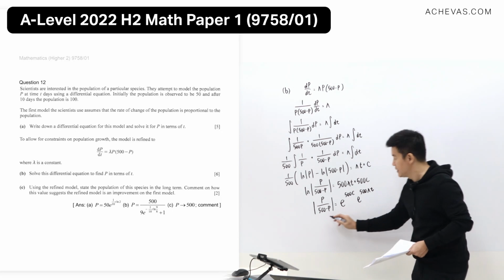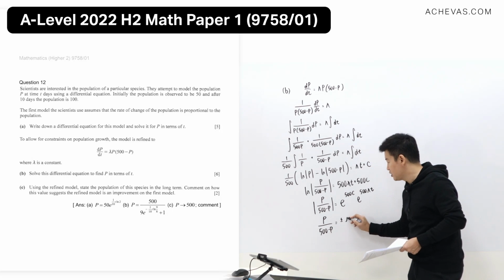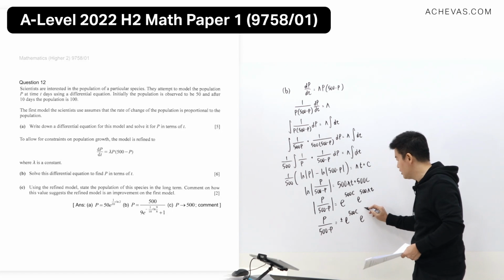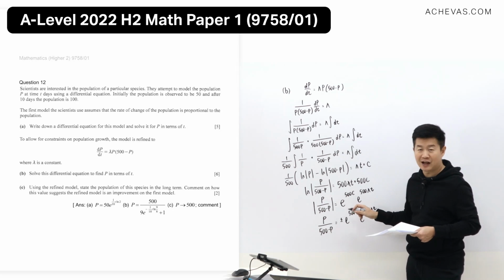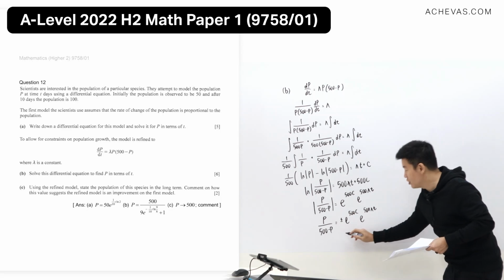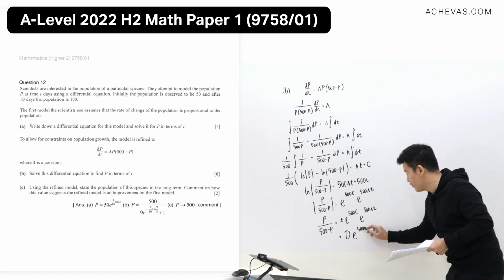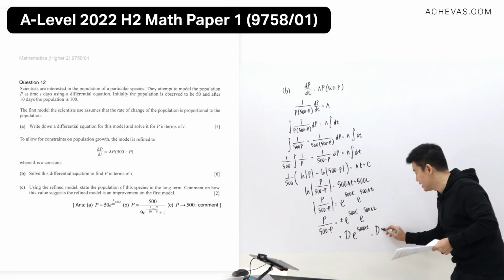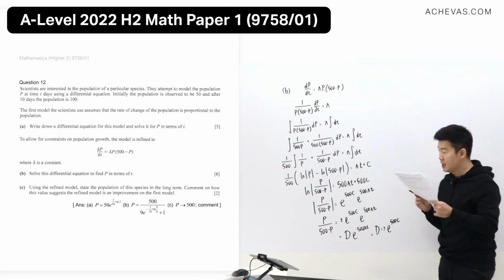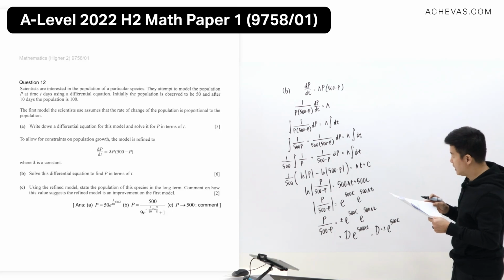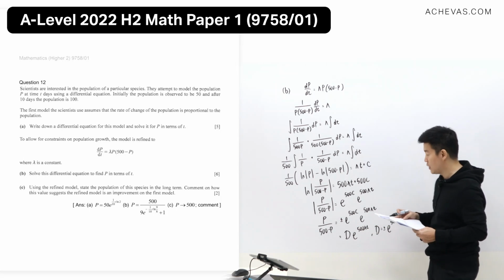Removing the modulus, p over (500 minus p) is plus or minus e to the power of 500c times e to the power of 500 lambda t. And I'm going to replace this, like how we have done in part A, by an arbitrary constant. So I'm going to call this entire expression d e to the power of 500 lambda t, where d represents plus or minus e to the power of 500c. For what we have here, let's solve for the unknowns, which are two of them: one is d, the other is lambda.